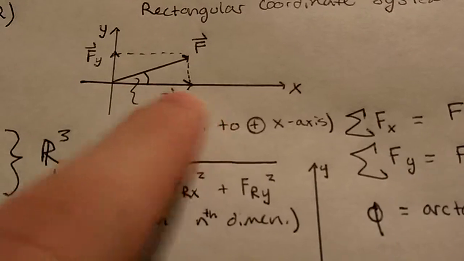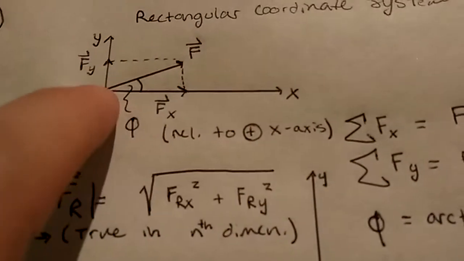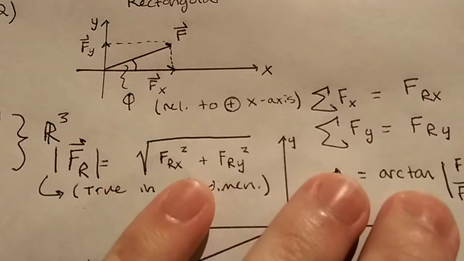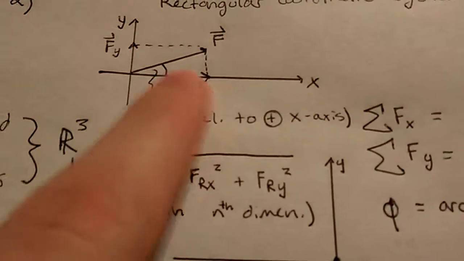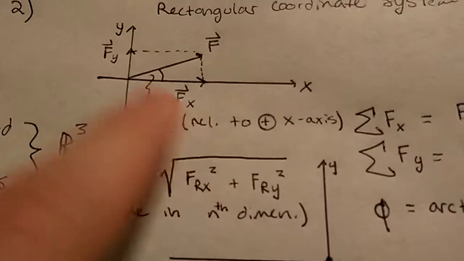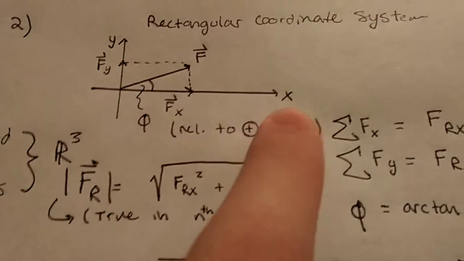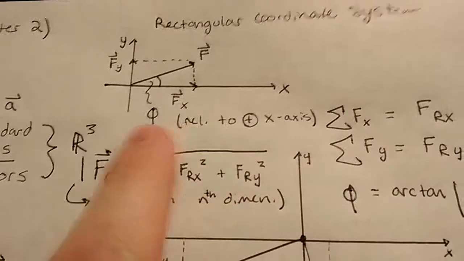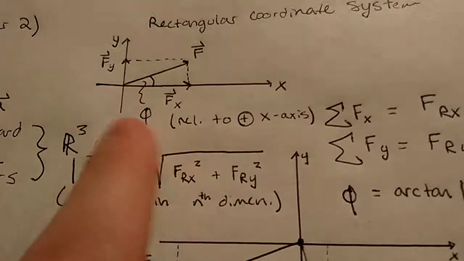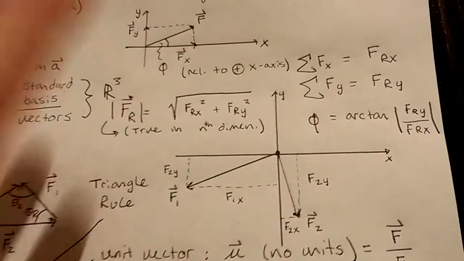Breaking it down into its components, you see something that's projected onto the x-axis and projected onto the y-axis, and you can use basic trigonometric relations to figure out the magnitude of F and the angle with respect to the x-axis, which is always our reference when we're doing things. So I say here we have phi, however you choose to pronounce it, relative to the positive x-axis, which is where that always is. And that's something important to note.